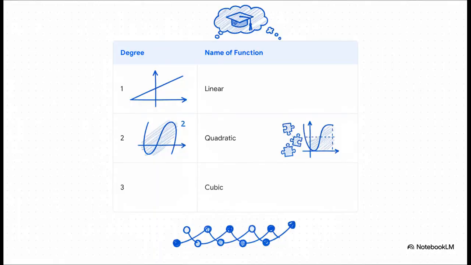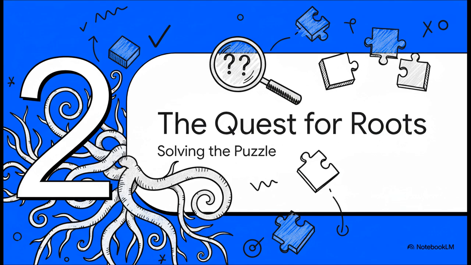And that degree is a huge deal. It actually gives the polynomial its family name. A degree of 1 is called linear. A degree of 2 is a quadratic. And a degree of 3, like the puzzle we started with, is called a cubic. That's a really important clue for our mission. So we know the rules of the puzzle, but what's the solution we're looking for?